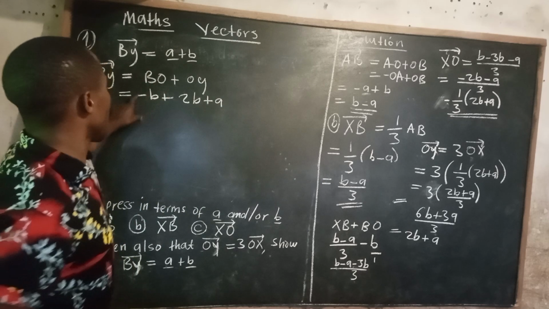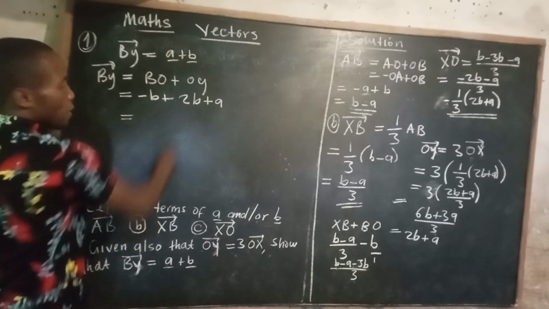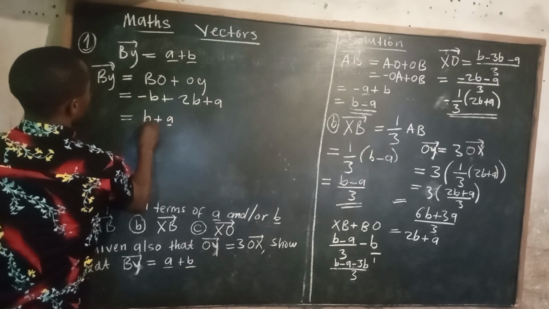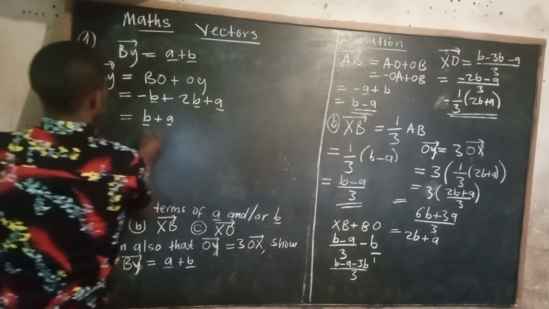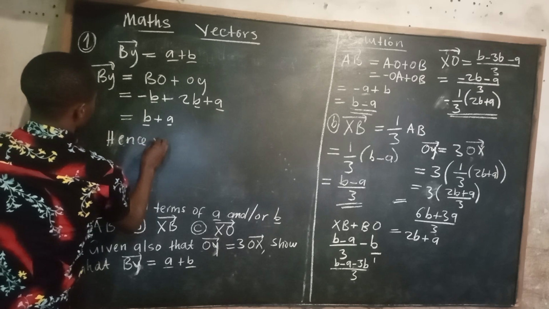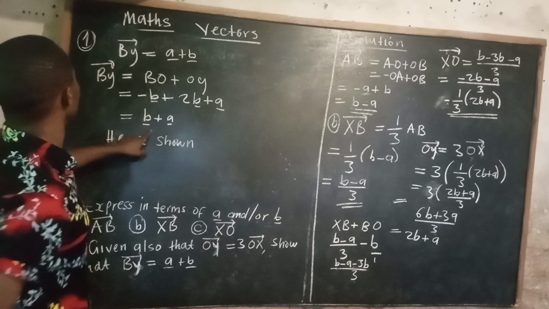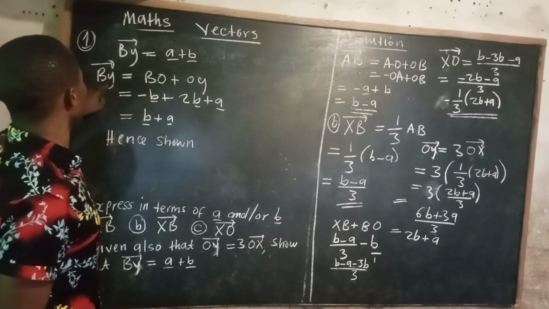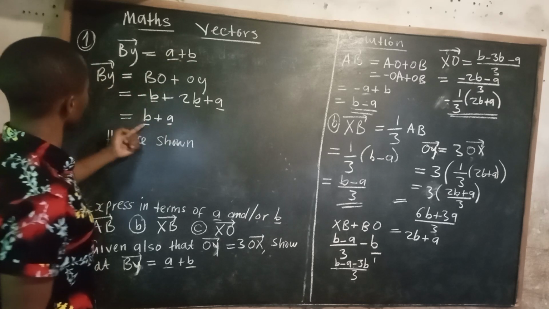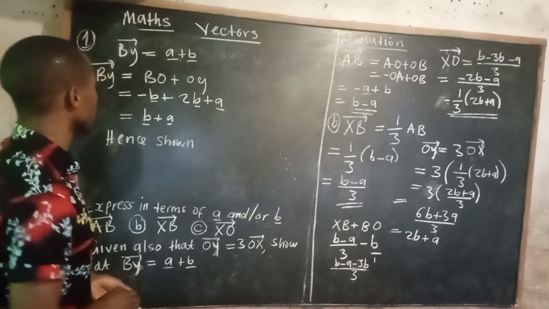So when we simplify these alike terms, negative b plus 2b, the answer is going to be b, then plus a. Hence, shown. It has been shown that vector BY is equals to a plus b. This is the one. So vector BY is equals to b plus a, or a plus b. It is just one and the same.